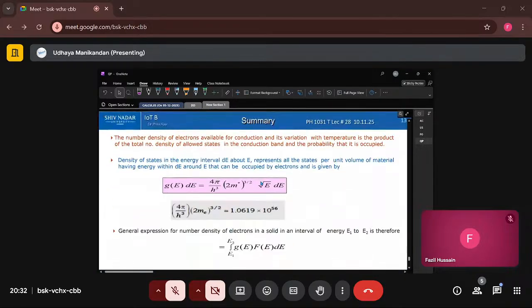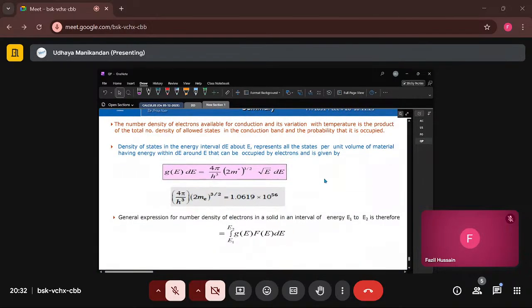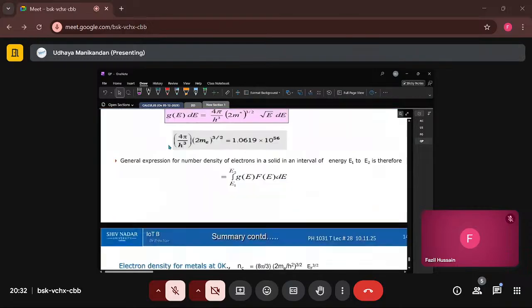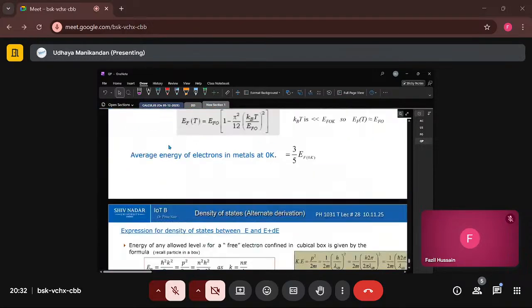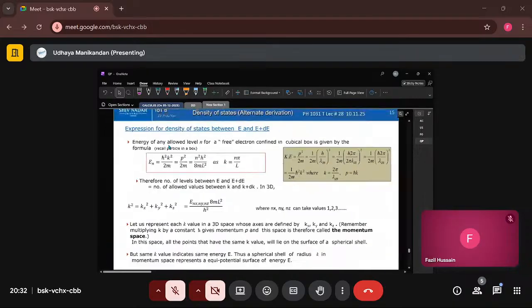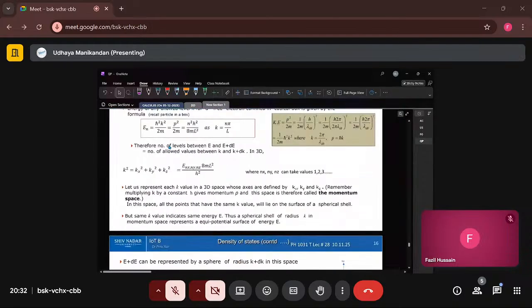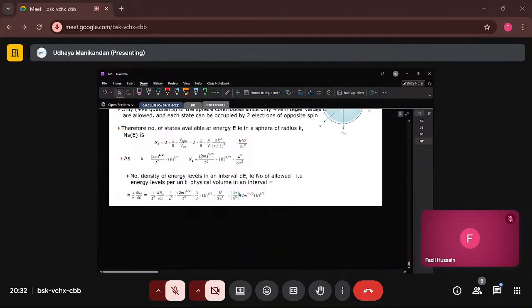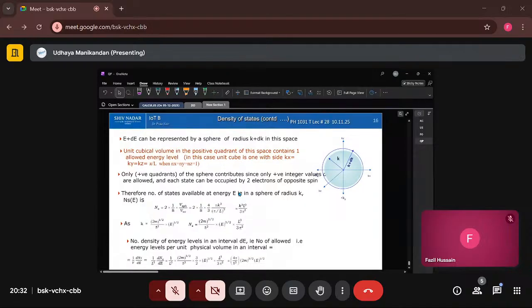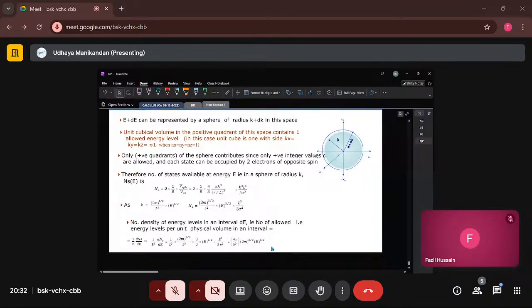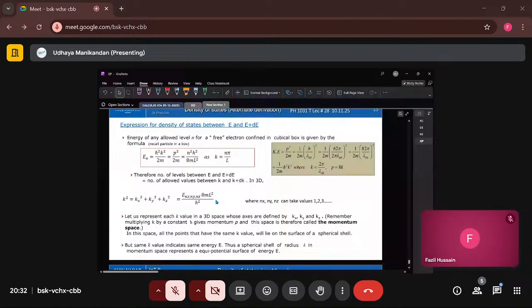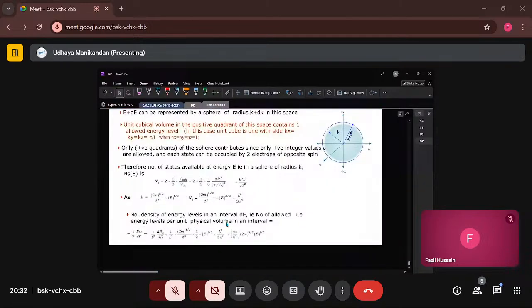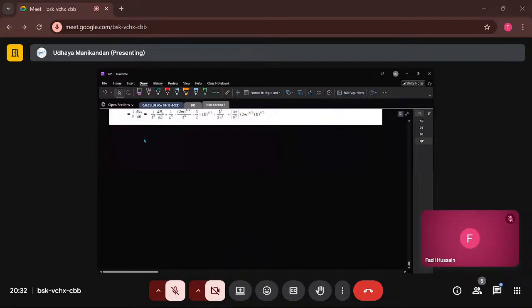So we started off with finding the density of states, and we found various formulas for finding the average energy from energy functions. We also found expressions for a lot of things in this chapter. We have derived the density of states, and we have also been given the density of states alternate definition, which is almost the same.